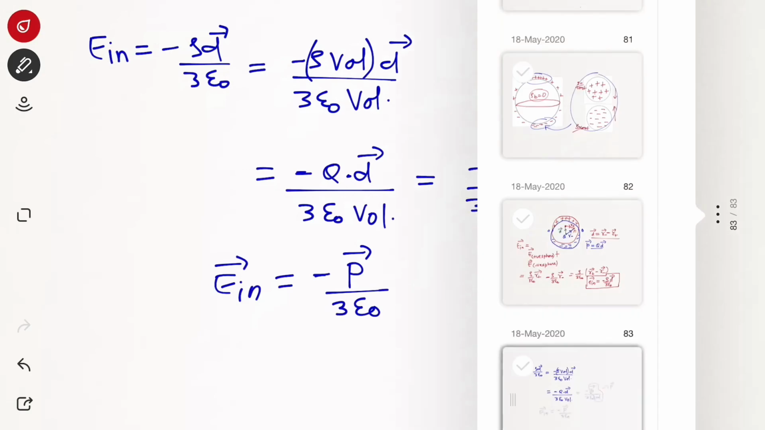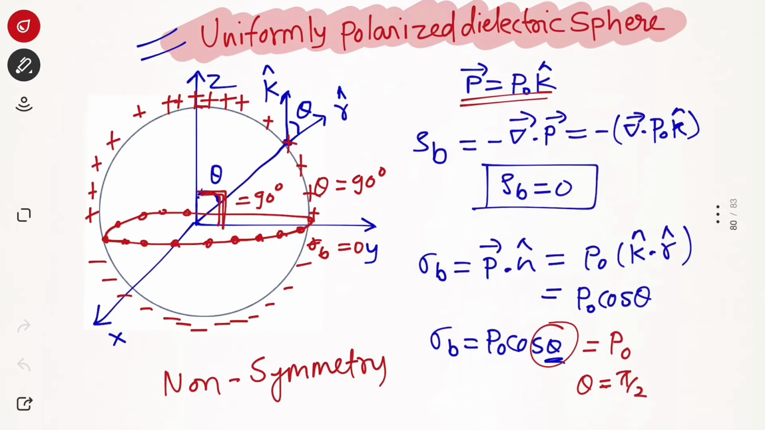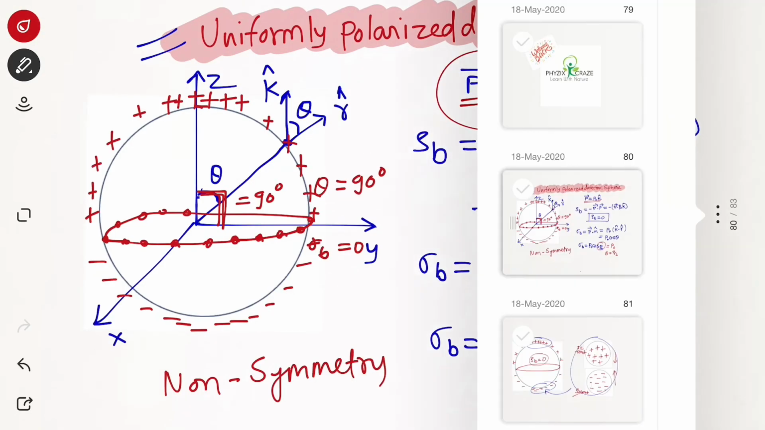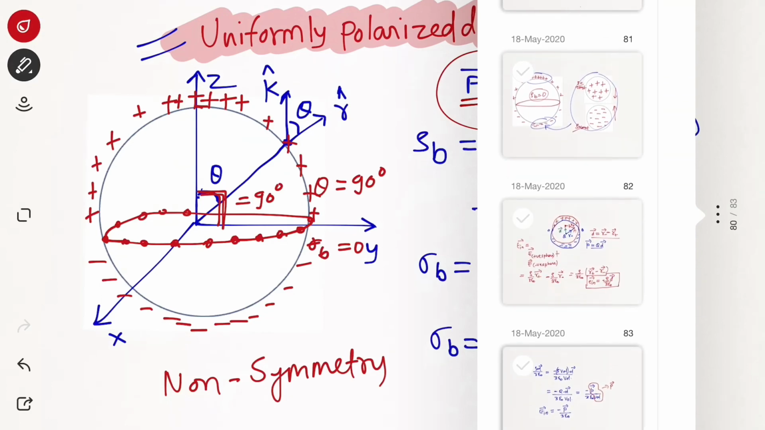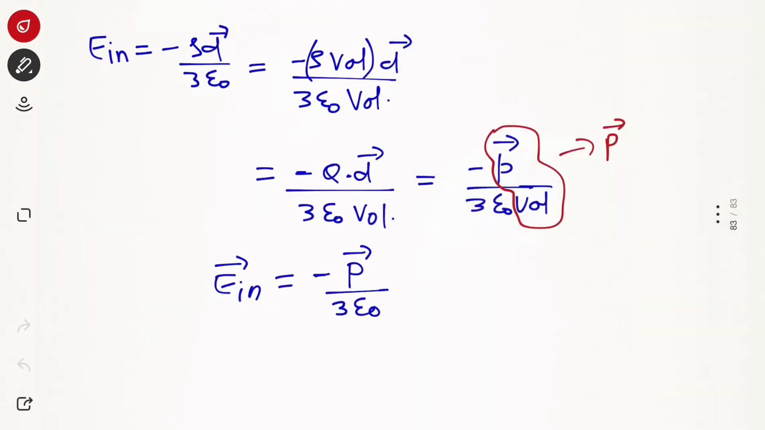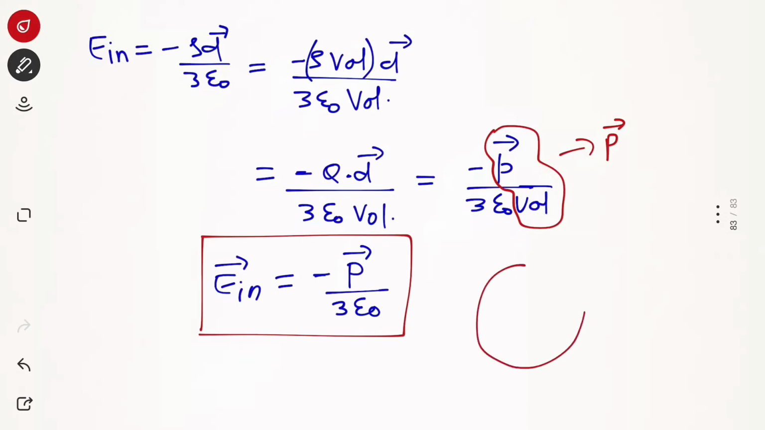And in our question, the polarization is given. So what we have done is converted our question using an analogy, and we have got the result with the value given in the question. So E inside will always be minus polarization divided by 3 epsilon naught. It means if my polarization is in the k cap direction, as we have taken, my electric field will be in the opposite direction.